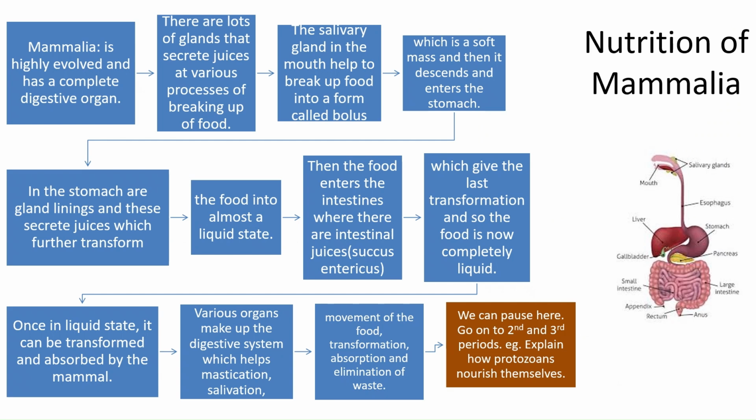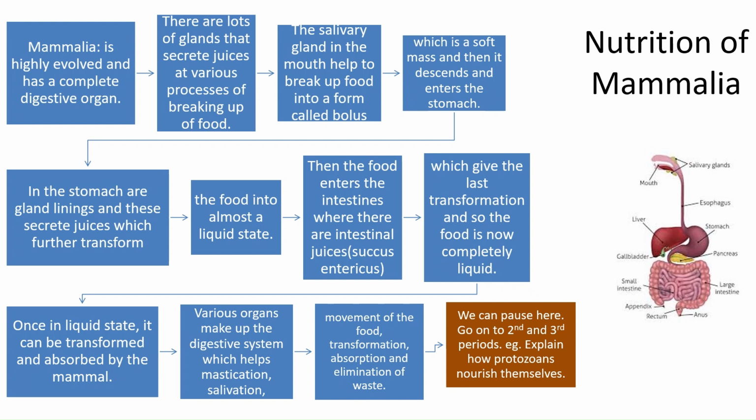Let us look at mammals or mammalia. Mammals are highly evolved and have a complete digestive organ. There are lots of glands that secrete juices at various processes of breaking up of food. The salivary gland in the mouth helps to break up food into a form called bolus, which is a soft mass, and then it descends and enters the stomach.